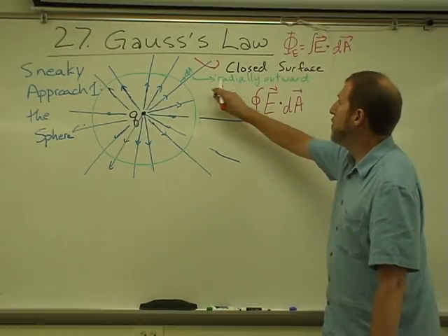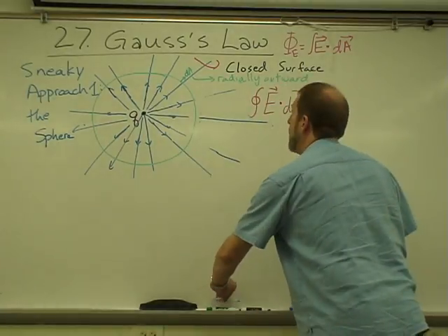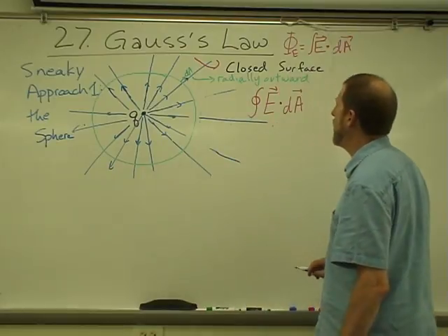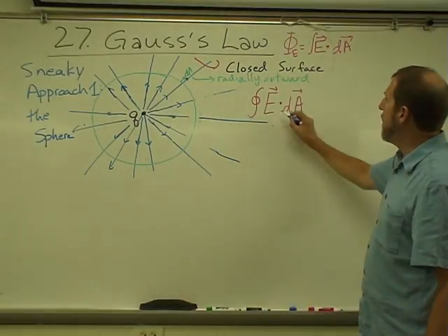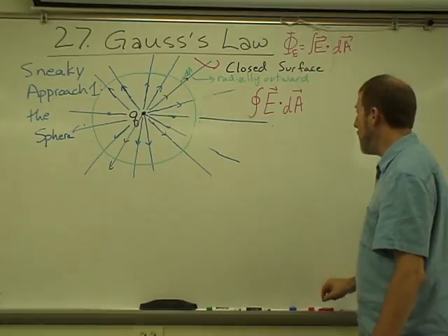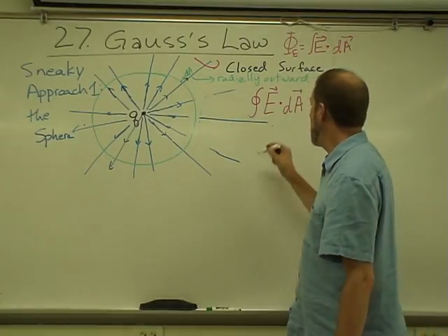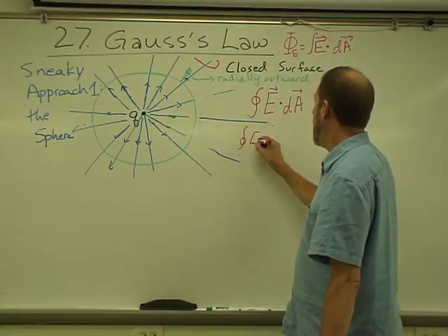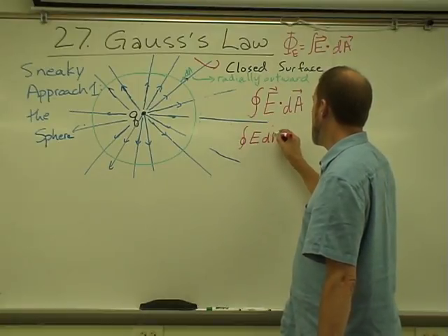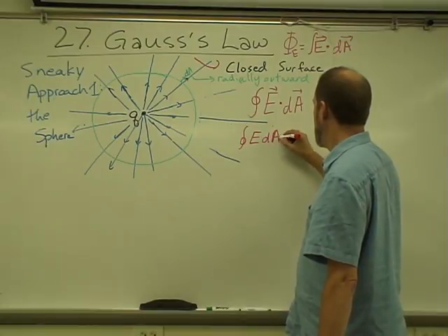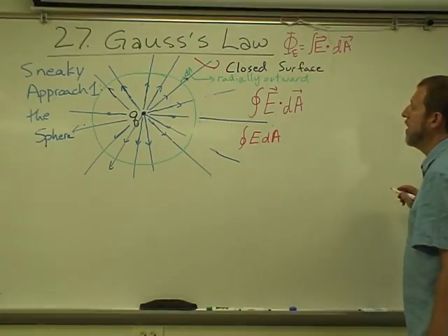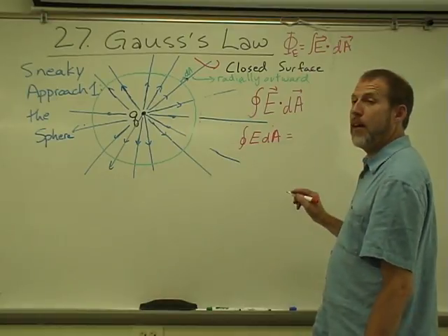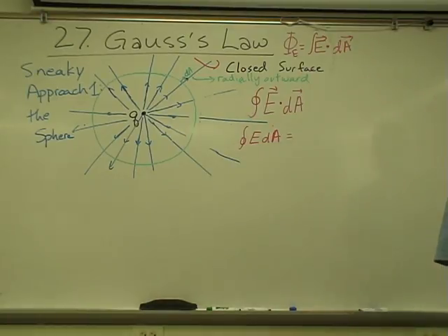Now in this case, because the electric field is radially outward and the differential area vector is radially outward, that means that these are going to be parallel at all points. So what I'll get is this integral of E times dA is equal to something. Let's find that out.